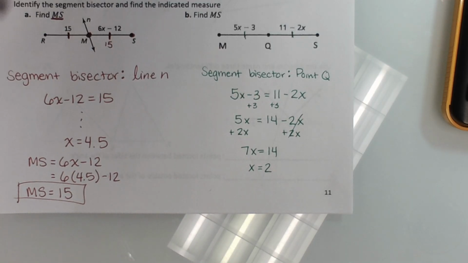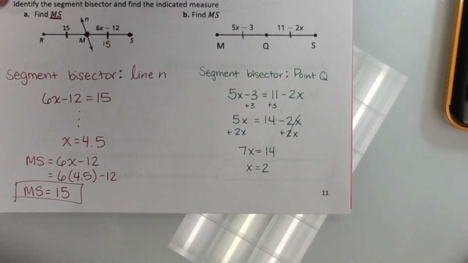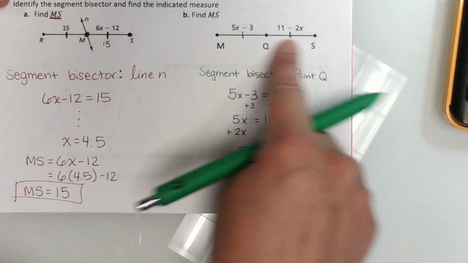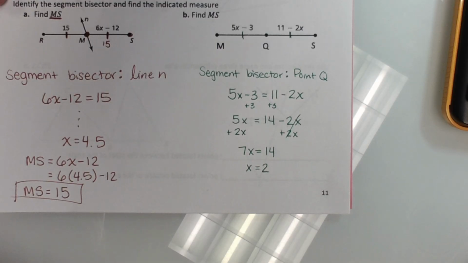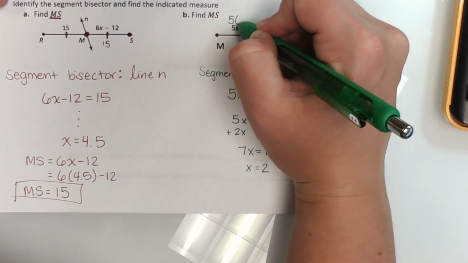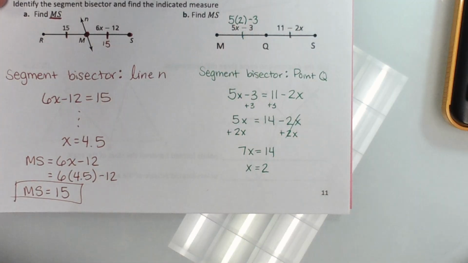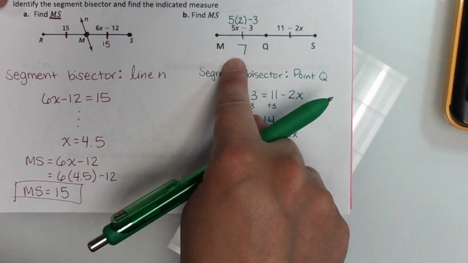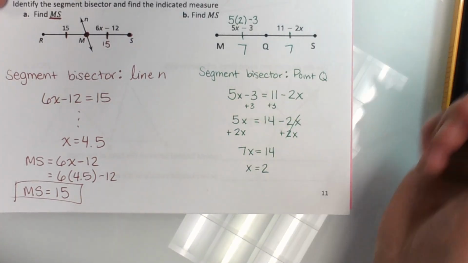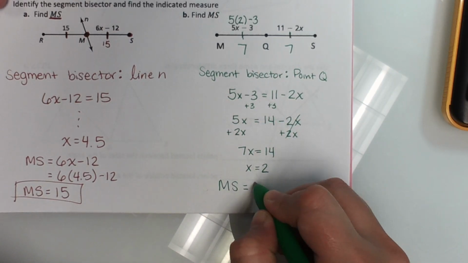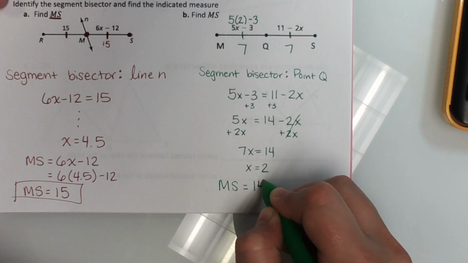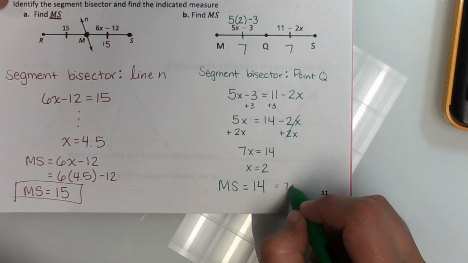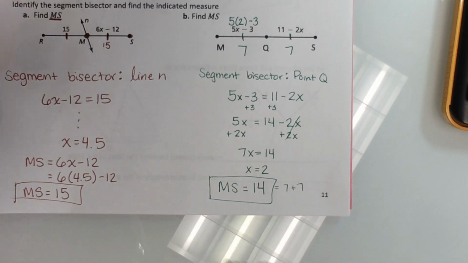The problem is asking for the length of MS. MS is all the way across. I don't have an expression for all the way across. But do I have an expression for a half? I could plug it into one of those. Doesn't matter which one. Say I plug it into this one. 5 times 2 minus 3. I would get that this half is 7. If that half's 7, this half is 7. And MS would be 7 plus 7, which is 14.